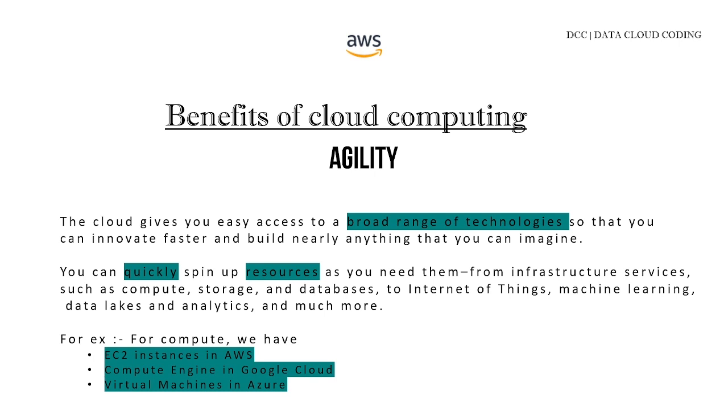So if I take an example, for compute, if I want to start up compute machines, we have the facility of EC2 instances in the public cloud AWS. For Google Cloud, we have Compute Engine, and for Microsoft Azure, we have virtual machines for the same. So you get the point, you can spin up resources quickly, and you get access to a wide range of technologies and applications as per your requirement, as per your needs.